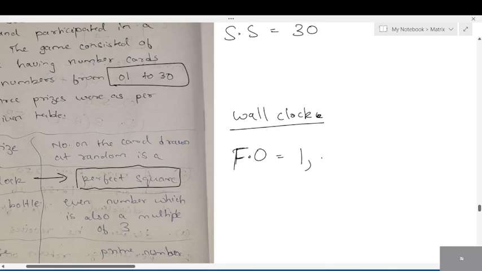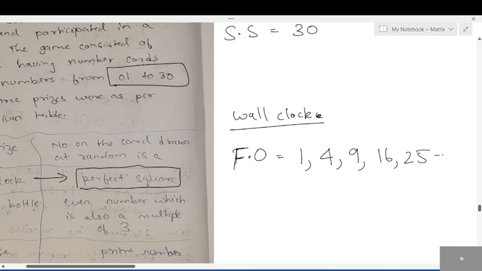Mute and respond. 1, 4, 9, 16, 25. Anything else? No, right?